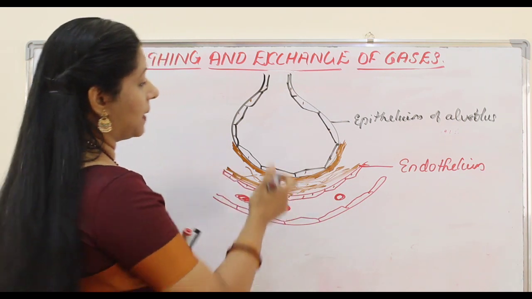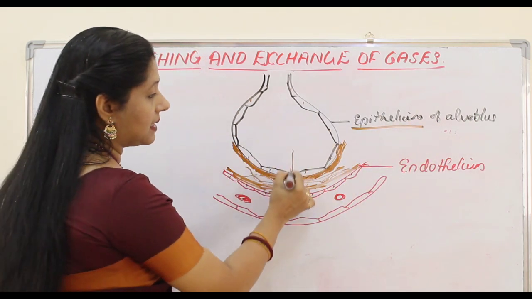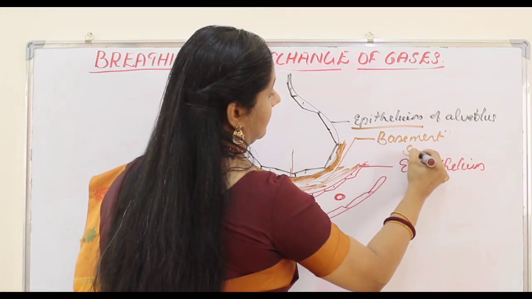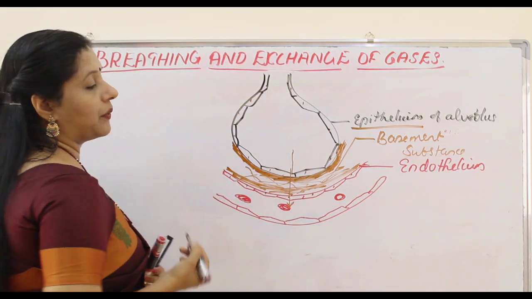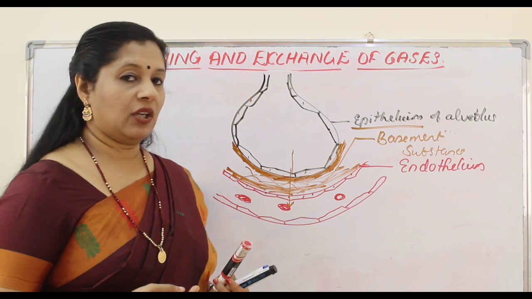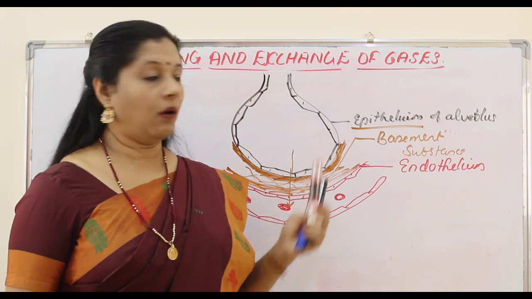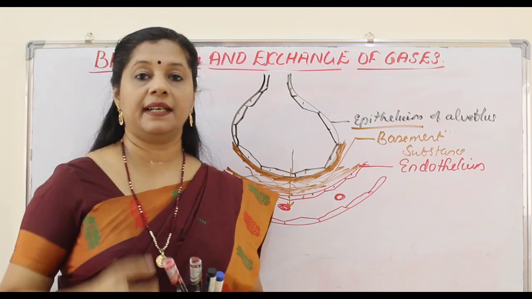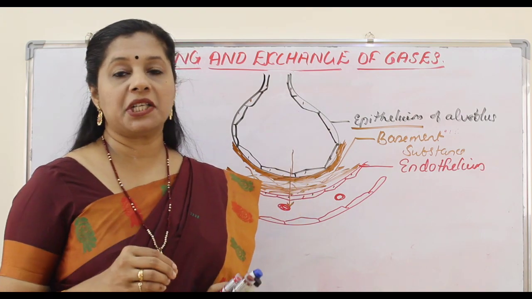So the air has to pass from the alveolus. First it has to cross the epithelium of the alveoli. Then it has to pass the basement substance. Then it has to cross the third layer, the endothelium of the blood vessel, to reach the blood inside the blood capillary. So three layers: the epithelium of the alveolus, the basement substance between them, and the endothelium of the blood vessel. All three together, the thickness is less than a millimeter, because it should be as thin as possible for facilitating simple diffusion.